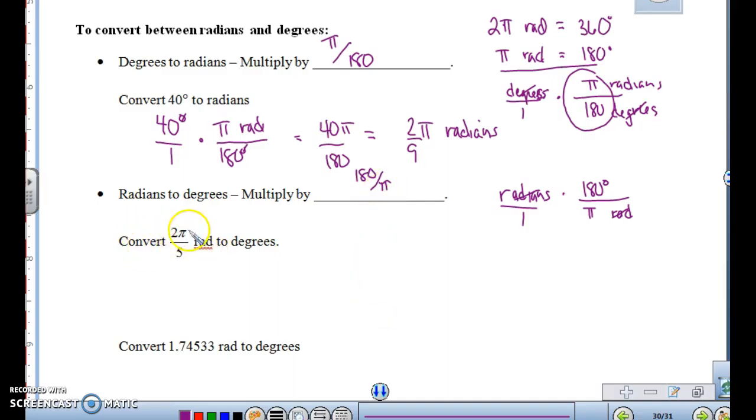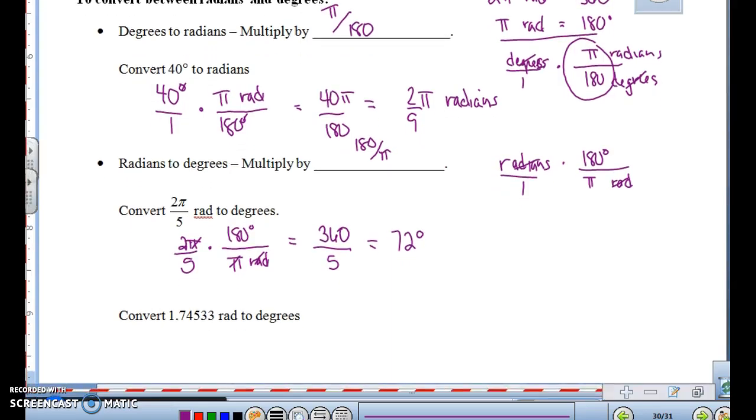So we want to convert 2 pi over 5 radians, rad stands for radians, to degrees. 2 pi over 5. Since this is in radians, we want pi to be down here, is 180 degrees. Radians cancel radians, and actually the pi's cancel the pi's as well. So this is going to be 2 times 180 is 360 over 5, which is equal to 72 degrees. So there we go. We've converted radians to degrees.